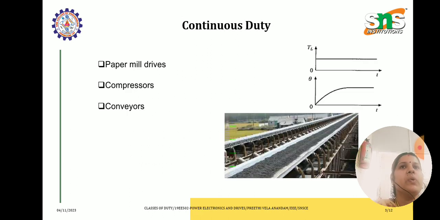So let's see what continuous duty is and where it is applicable. This duty denotes that the motor is running long enough and the electric motor temperature reaches the steady state value. So these motors are used in cases like paper mill drives, compressors, and conveyors, etc. You can see the picture of this.